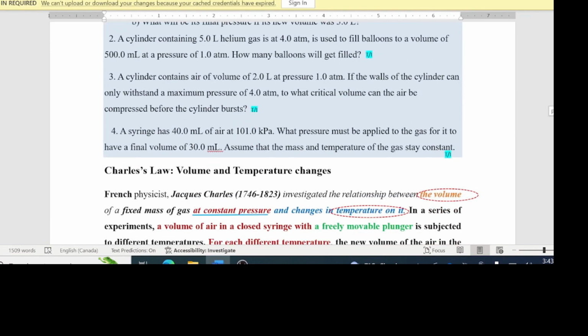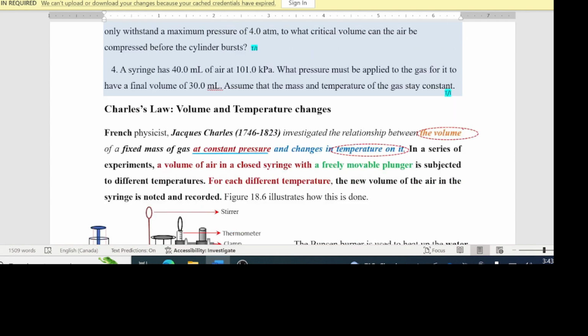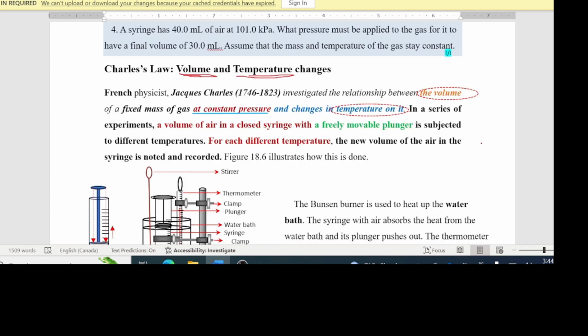Now we come to Charles's law. Charles investigated how temperature changes affected the volume of a fixed mass of gas kept at constant pressure. You have a volume of a gas, but you're maintaining that gas at constant pressure, and you want to see how changes in temperature affects it. This is what he did.